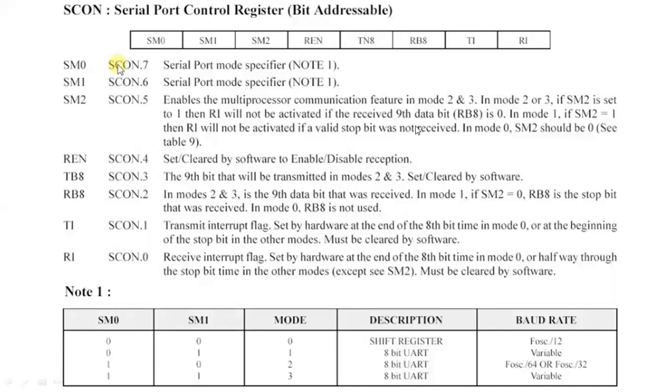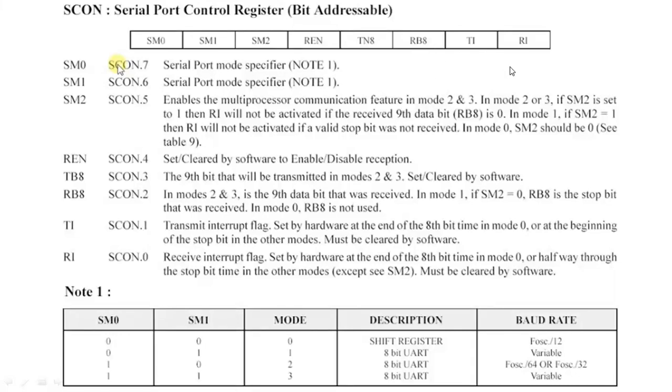Then what is this TB8? This TB8 is the ninth bit of data to be transmitted. We are not using the ninth bit of data, and this is used only for mode 2 and 3. We are not using mode 2 and 3, so this TB8 bit should be made as 0. Similarly, the RB8 bit also make it as 0, because it will be used only in mode 2 and 3 communications. So that is also not going to be used, so make it as 0.